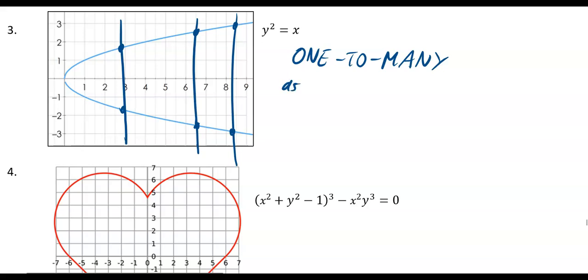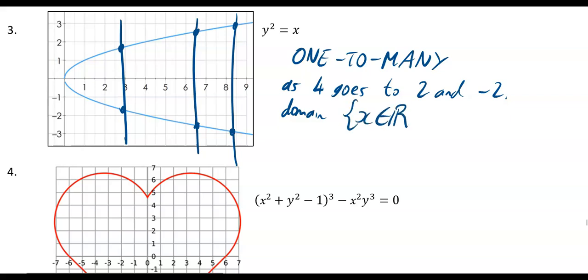The reason for it is it's one to many, as 4, for example, goes to 2, and also it goes to -2. So the domain, a wee bit trickier for the domain. It's x belonging to the set of real numbers, and then the wee double dot, remember, means such that, and then x is greater than or equal to 0. The reason for that is the graph does not exist out this way, so it only exists from here out, which is x greater than or equal to 0.